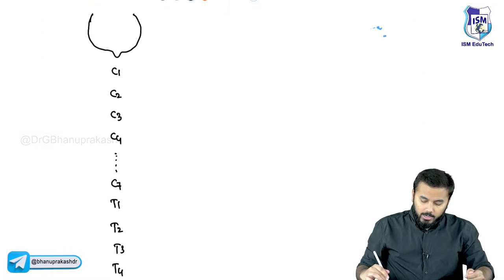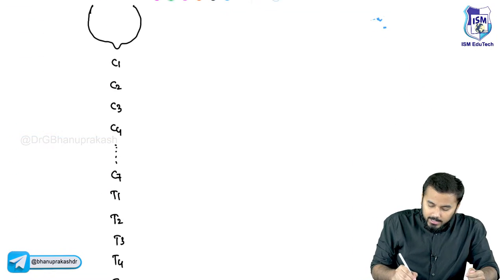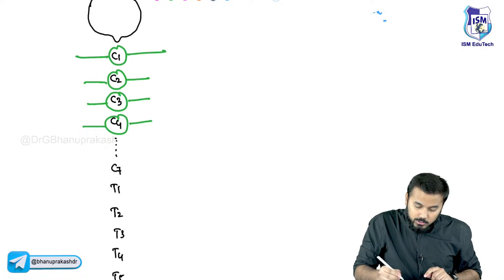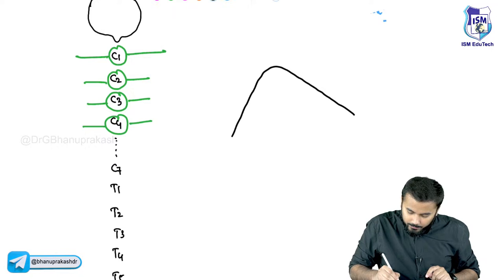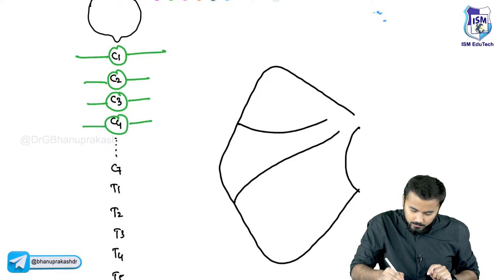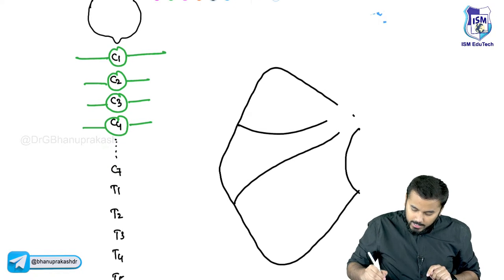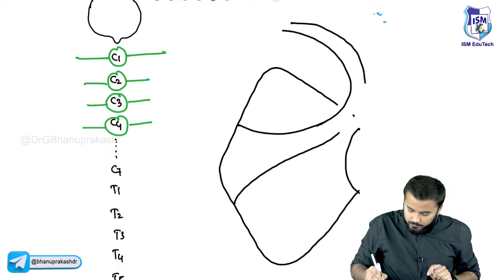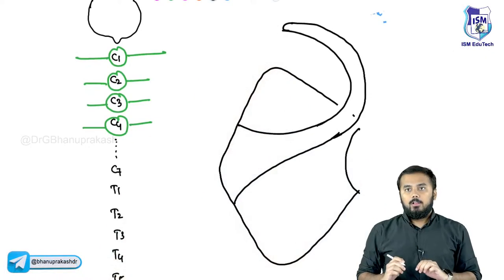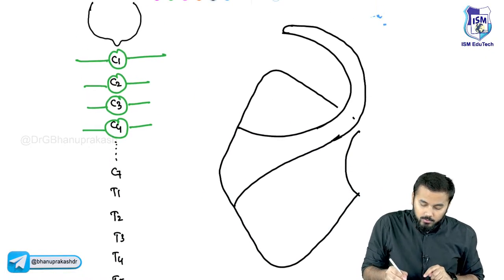All of you know. Now, what I'm doing is drawing the transverse process of the vertebra like this. Transverse process of C1, C2, C3 and C4. Okay, and let me also draw the scapula. This is the scapula over here. This is the scapula as seen from the back.